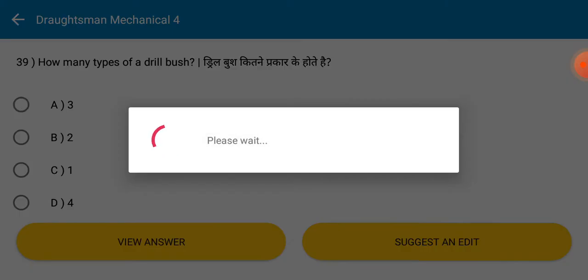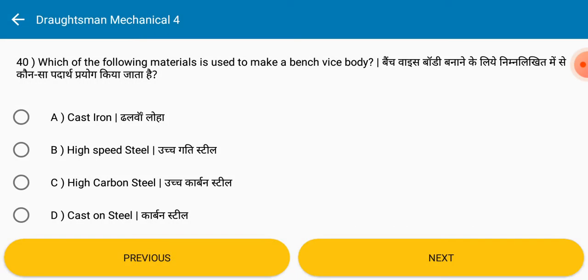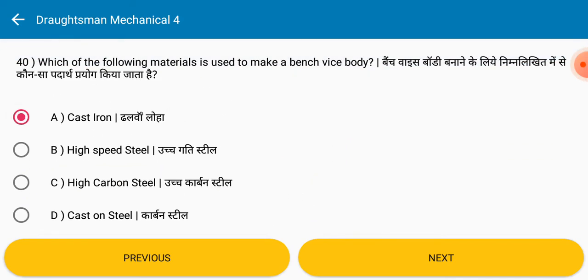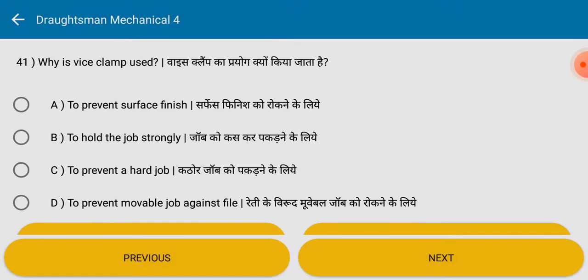3. Next question. Which of the following material is used to make a bench vise body? Option number A is the right answer. Cast iron. Next question. Why is vice clamp used?